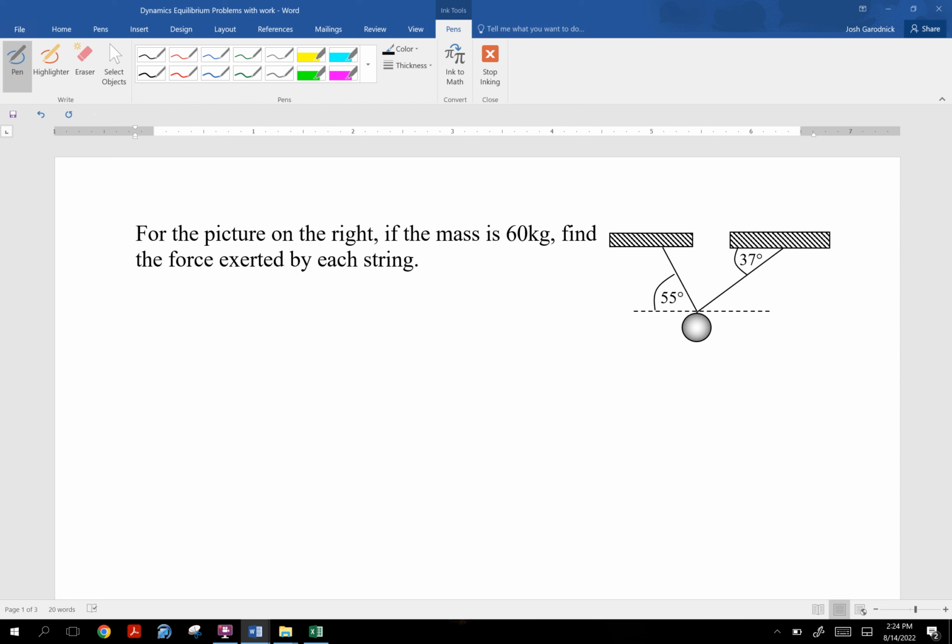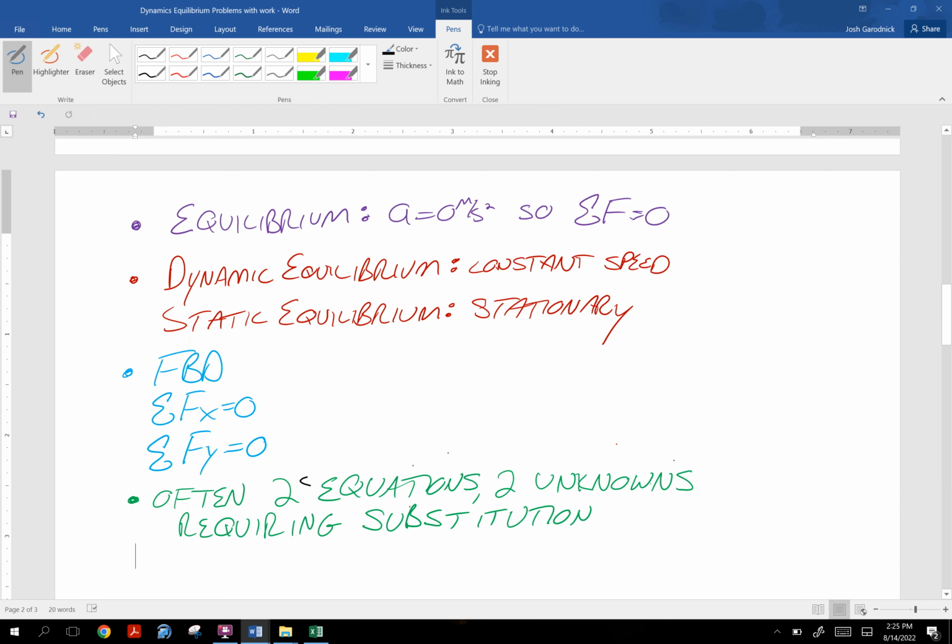But it is still a dynamics problem, and dynamics problems have the same general problem-solving strategy. By now you should know, FBD, forces X, forces Y, but because it's an equilibrium problem, the acceleration is zero in both cases, which makes life super easy. This scenario here has a mass hanging from two strings, and we're trying to figure out the force exerted by these two strings.